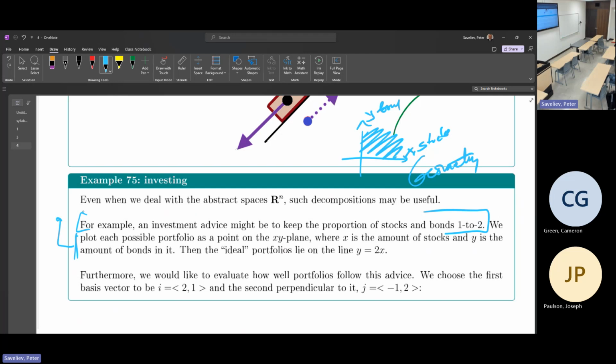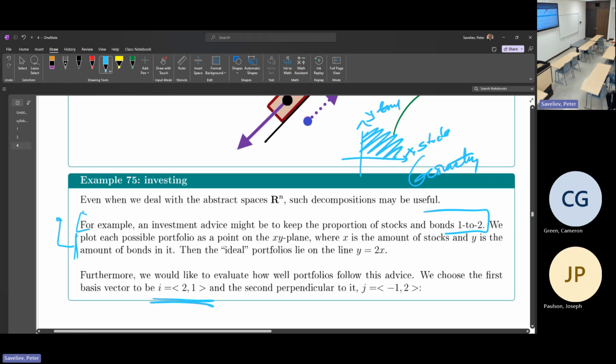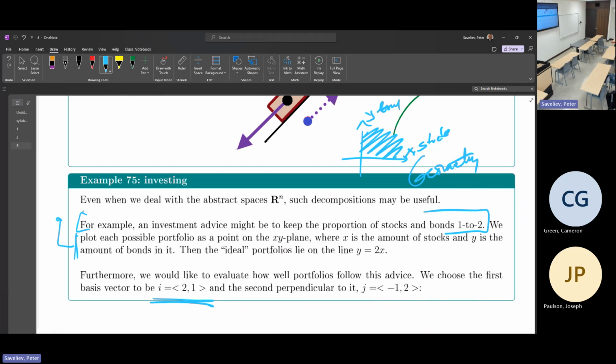Now suppose that's the advice. We take it for granted that it is correct. So we want to evaluate how well portfolios follow this advice. One way to do it is to realize that the perfect portfolios follow this vector 1, 2. There's twice as much of stocks than bonds.